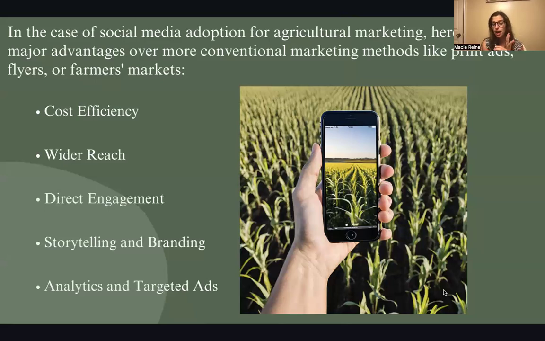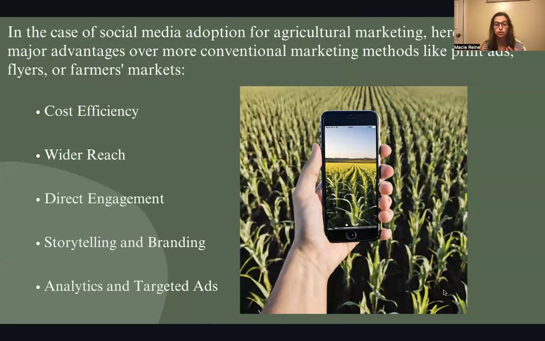Next, I'd like to talk about direct engagement. Social media platforms enable farmers to interact daily and directly with their customers through comments, direct messages, live streams, stories. Farmers and ag businesses can engage with their audience, which helps build trust and grow connections and relationships which traditional methods cannot offer.